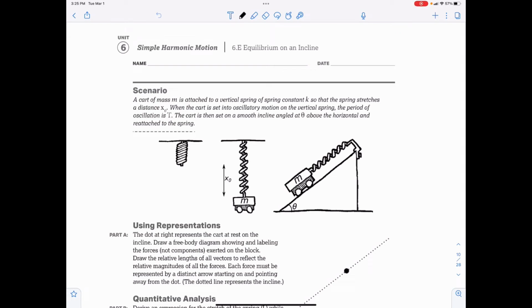AP Physics 1 Workbook, Unit 6, Simple Harmonic Motion. Activity E, Equilibrium on an Incline. Please remember to pause or rewind the video as necessary.